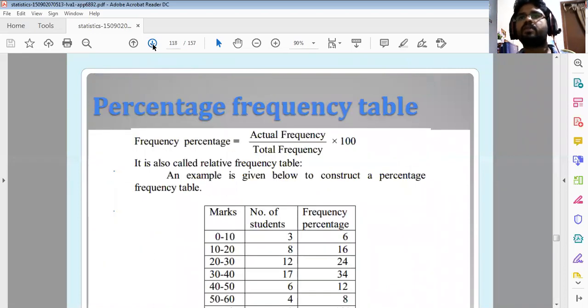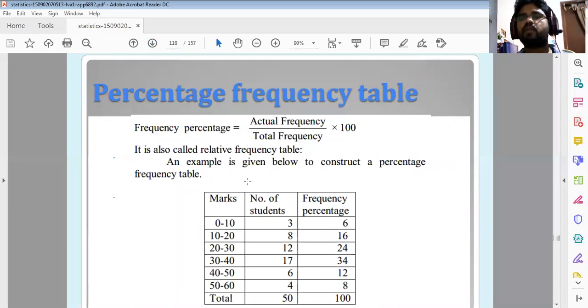So this is also the same. Then percentage, how to calculate the percentage. For example, if you take the external marks after conducting an examination of a particular subject, some people will get 0 to 10 marks, and some people will get 50 to 60 marks. So the minimum marks is 0 and the maximum marks is 60, for example.